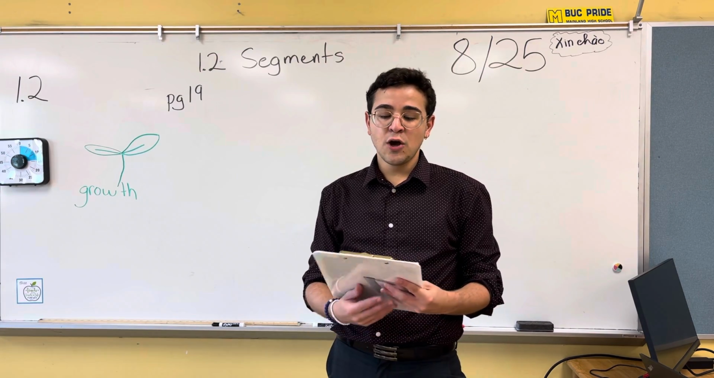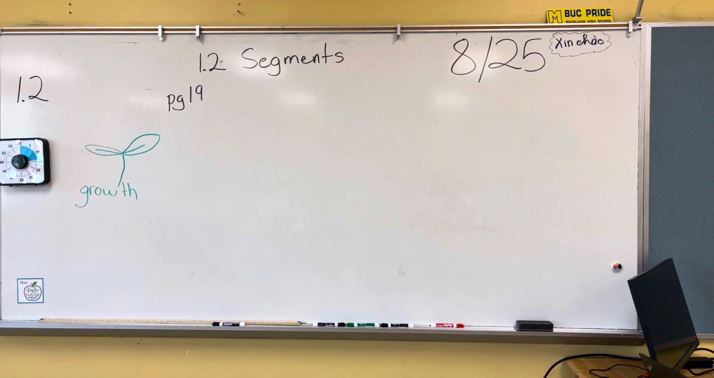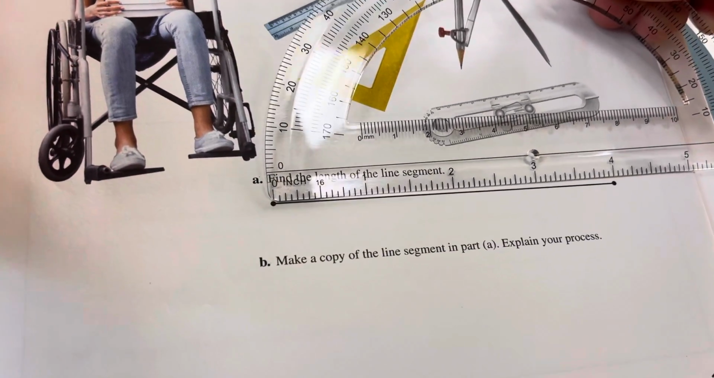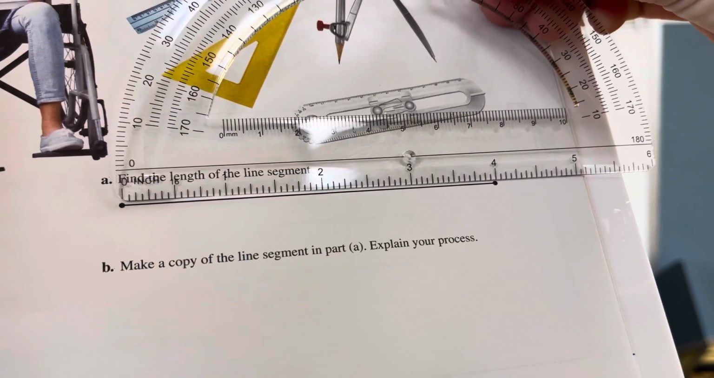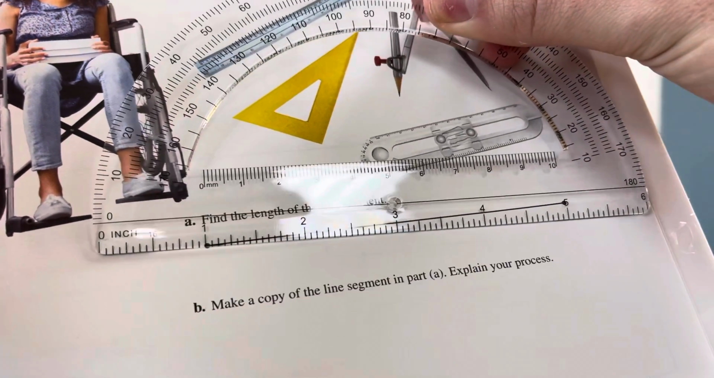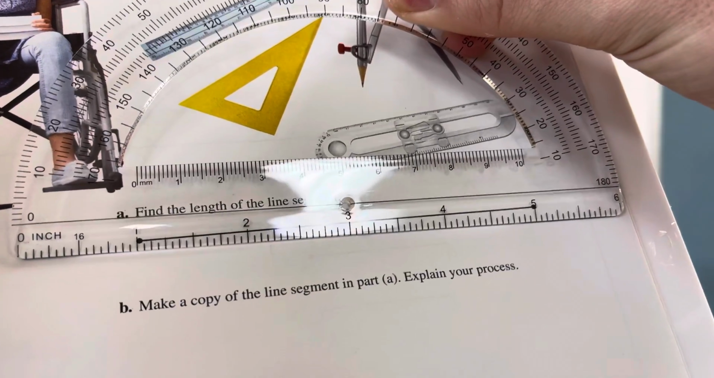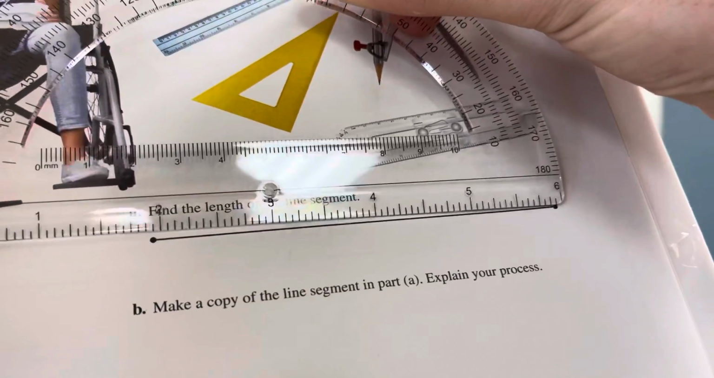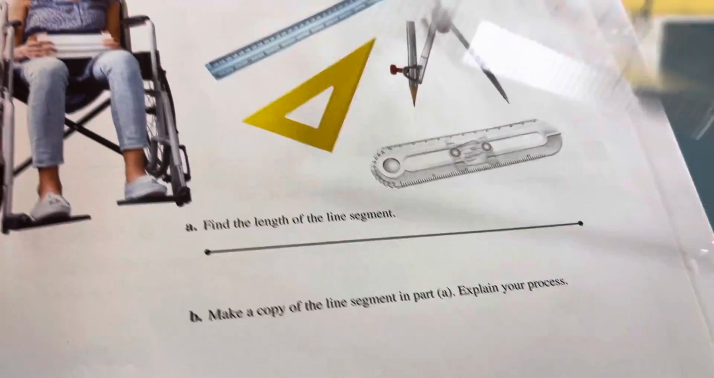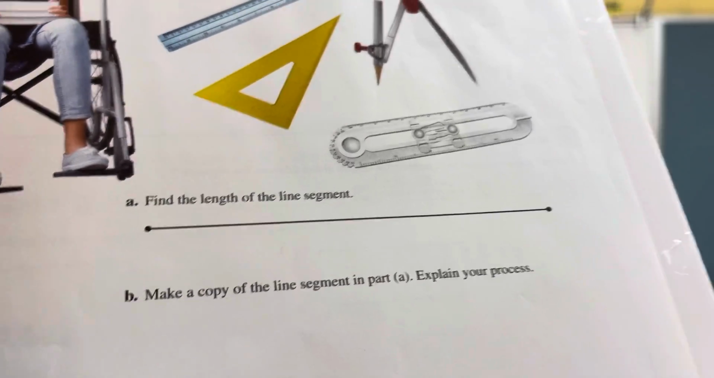Again, we're on page 19, 1.2, measuring and constructing segments. So this is very simple. We have a line segment on part A, we're gonna measure it. If we start at 0, we will see that the line segment is 4 inches. What's interesting about this is that if we start at 1, it'll go to 5 inches, the total length is still 4 inches. Again, if we start at 2 inches and we go to 6, the total length is still 4 inches. So again, we start at 0 to 4, the total length of this line segment is 4 inches.